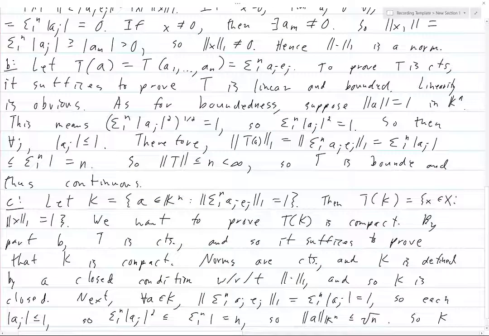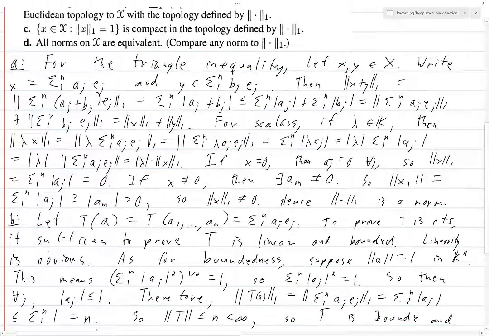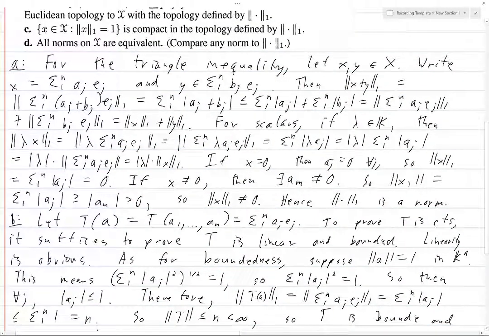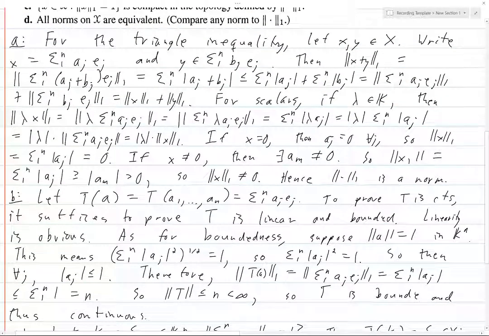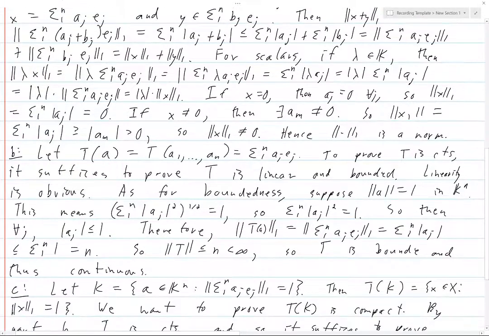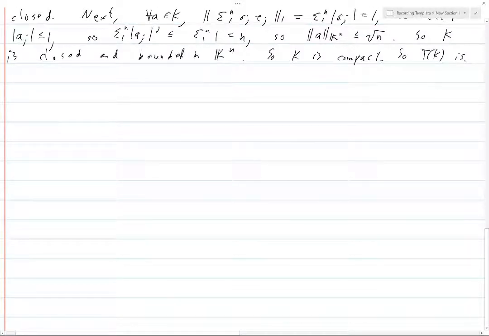So now, what do we want now? Jesus, this is a long problem. All norms on X are equivalent. Basically, we're going to take a norm on X, and if it's equivalent to the one norm, then that means that all norms are equivalent to the one norm, and so all norms are equivalent. So let's go down here and prove this. So part D.